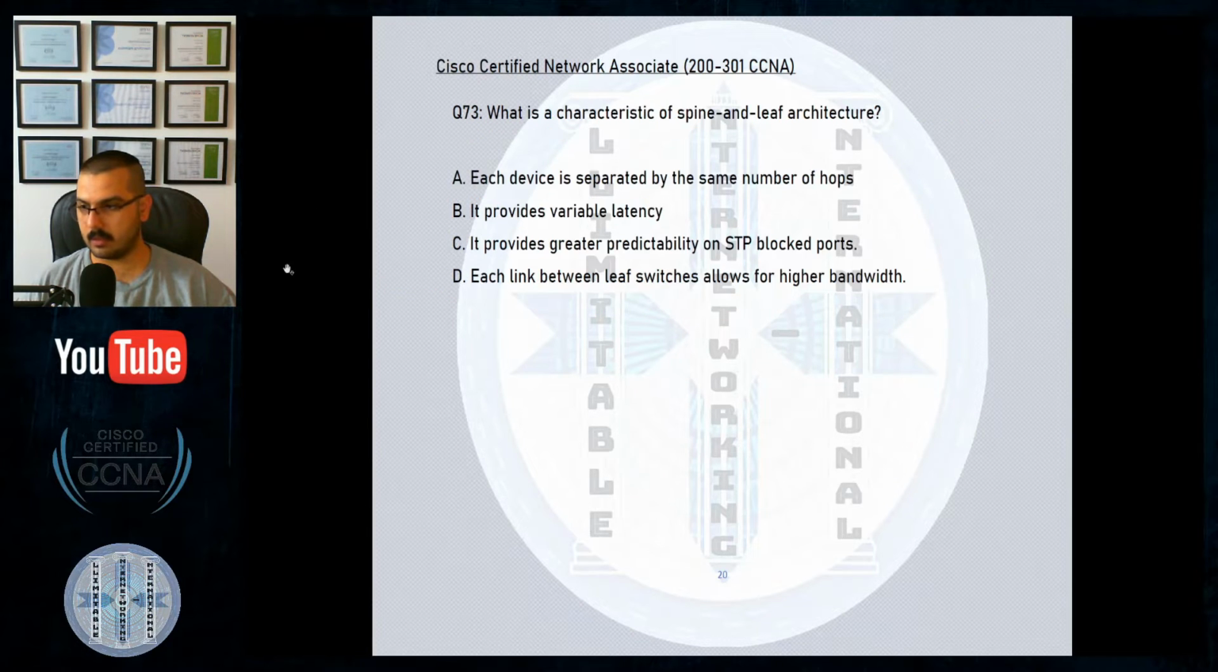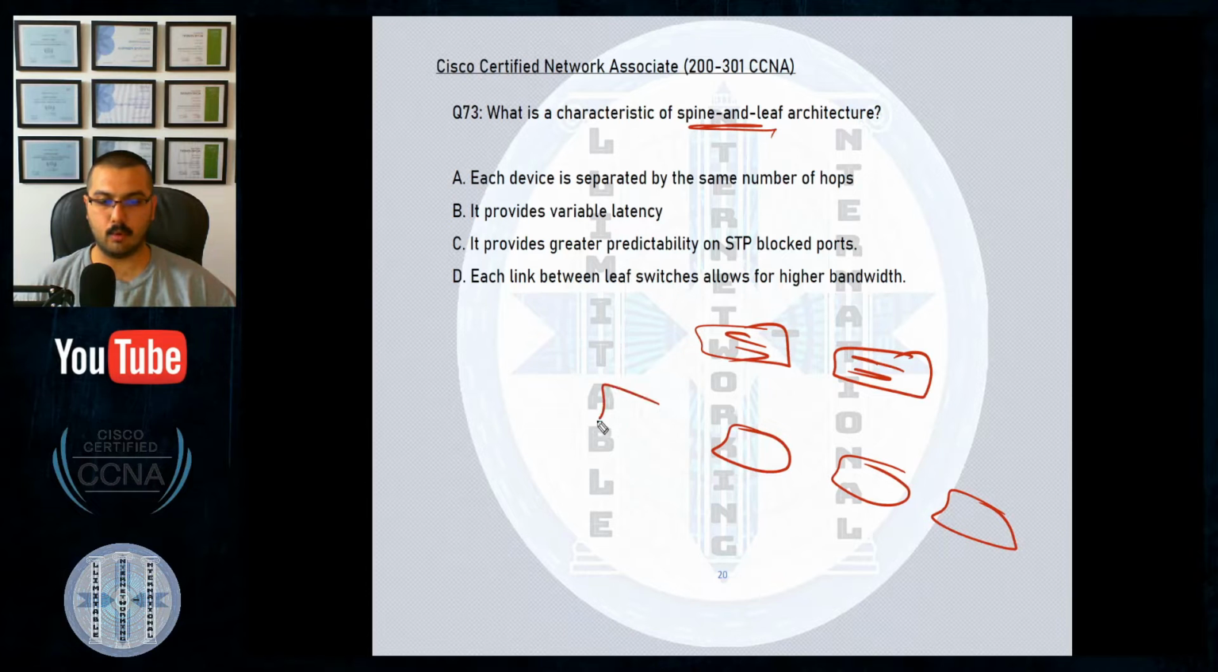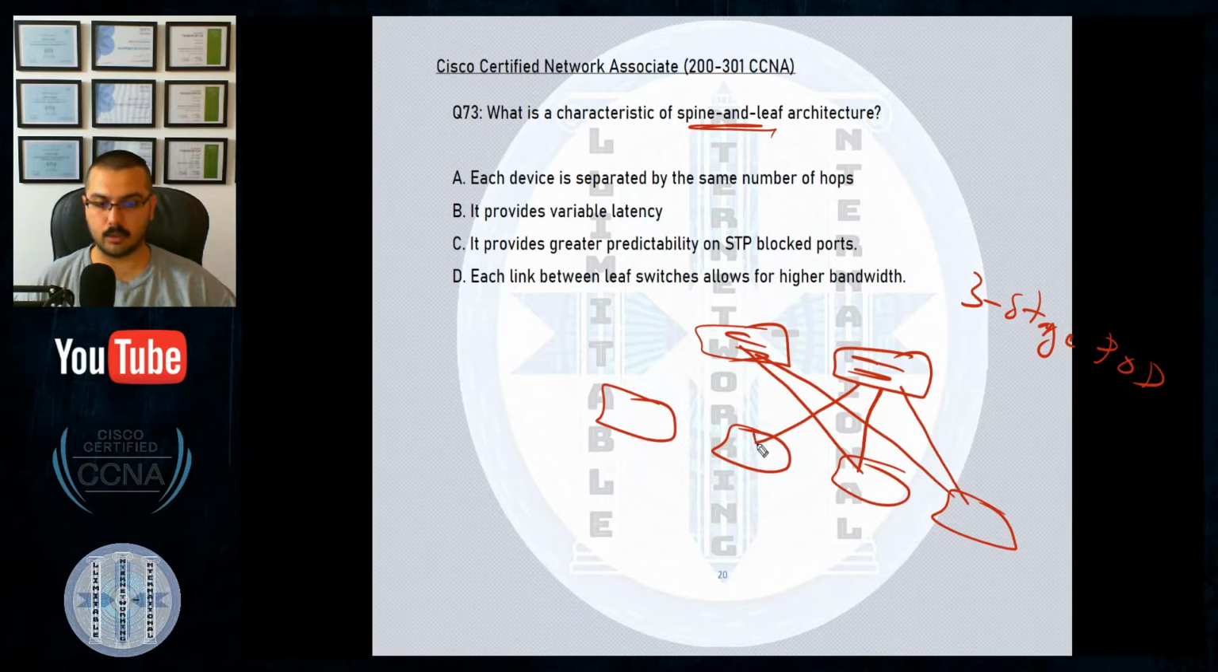73. What is a characteristic of spine and leaf? A couple of spines, and let's say four leaves. The general rule of a 3-stage pod says that every leaf should be connected to all the available spines. No spine-to-spine connection, never. No leaf-to-leaf connection at all.